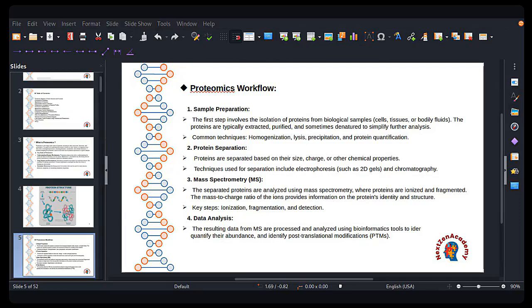See, in a cell, DNA is present, RNA is present, proteins are present, and different cell organelles are present. So our task is to separate the protein. We have to isolate the protein from the cell. So the proteins are typically extracted, purified, and sometimes denatured to simplify further analysis.